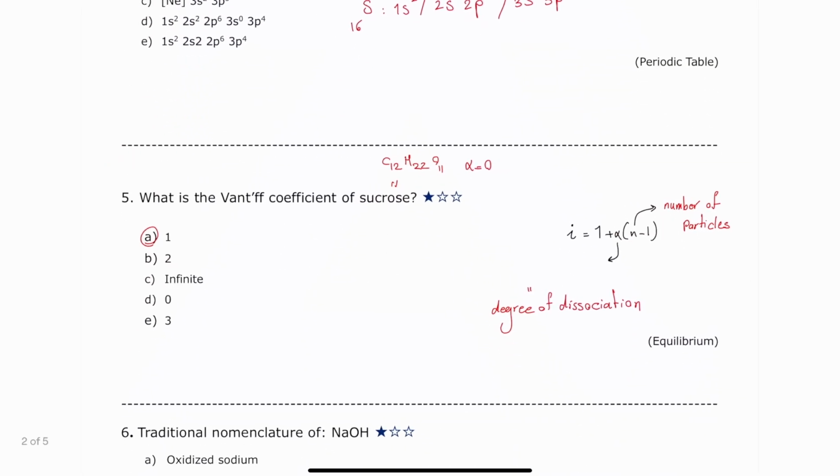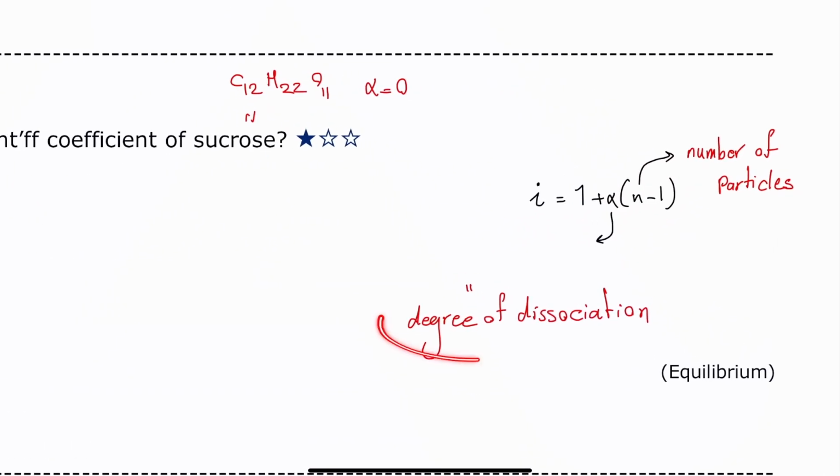Okay, the next question is kind of important. It's asking for the Van't Hoff coefficient of sucrose. Sucrose is kind of like glucose, it is molecular, and this is the molecular formula. Important thing here: we know this is the formula for the Van't Hoff coefficient, i equals 1 plus alpha, being the degree of dissociation, times n minus 1. And n would be the number of particles after the whole dissociation process. So we know this formula.